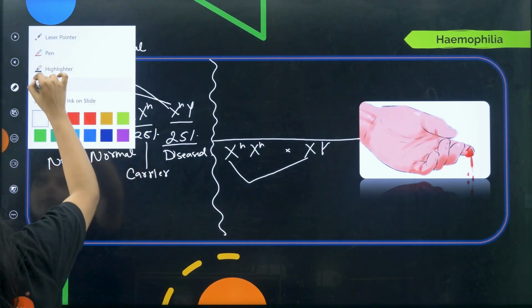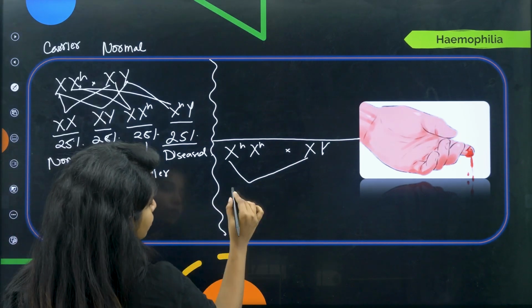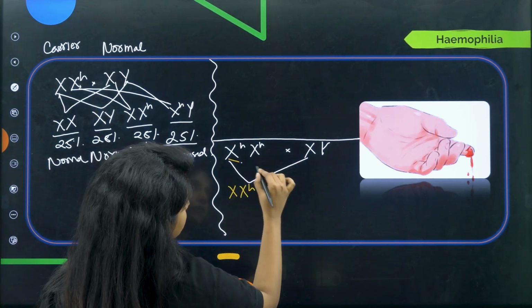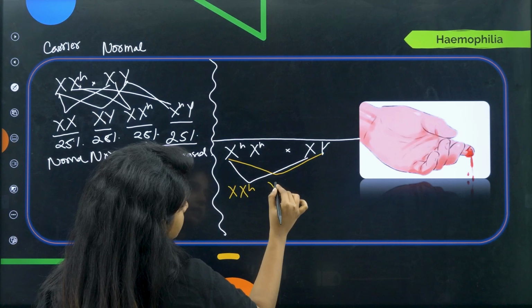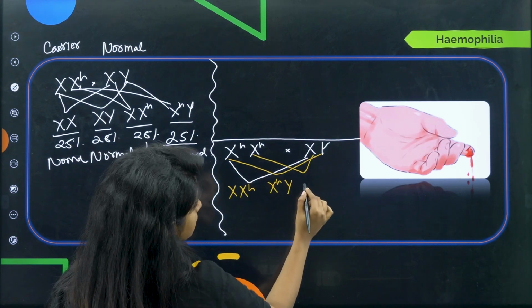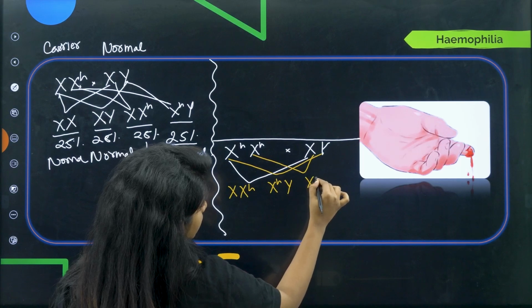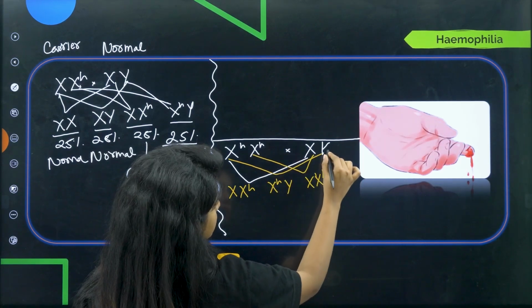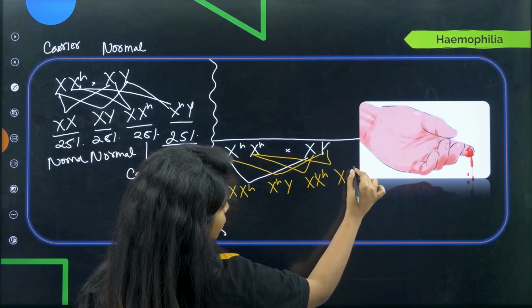Okay, so over here when I fuse them, I get X and XH. When I fuse this and this, I get XHY. When I fuse this with this, I get XXH again, and if I fuse this with this, I get XHY.